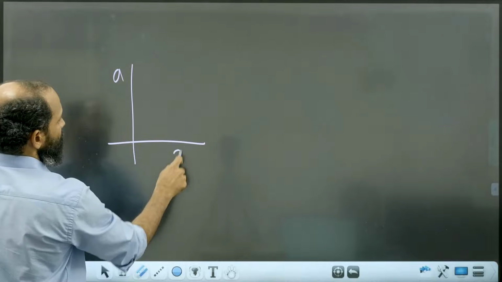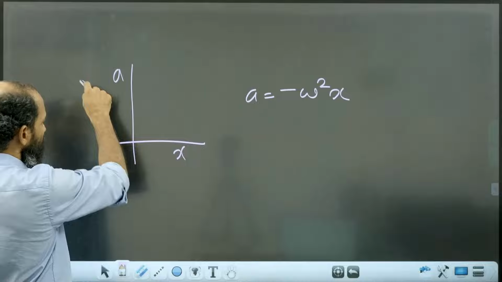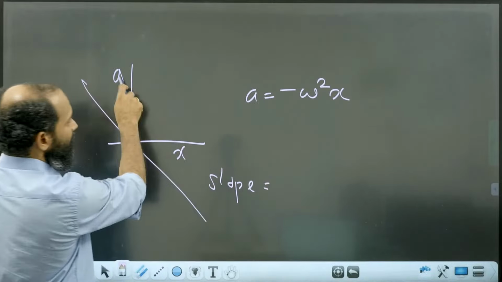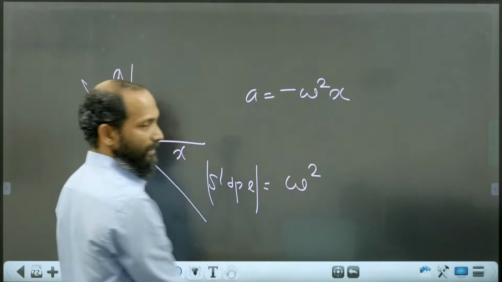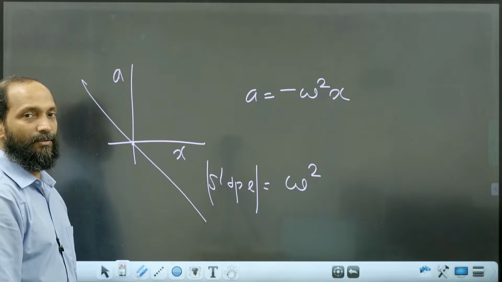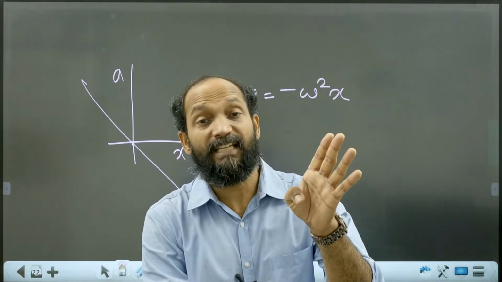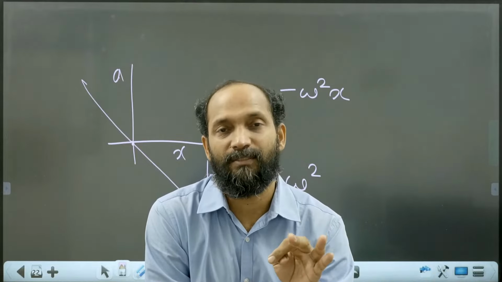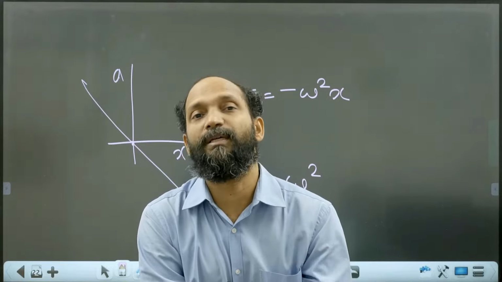But the acceleration-position graph must be carefully drawn. A is equal to minus omega square x. That should be a straight line passing through the origin whose slope is given by A by x. The modulus of the slope A by x is omega square. Like that, if you go for the graph between position x and velocity v, that is elliptical. That was asked last year in mains. If you go for the acceleration and velocity graph, that also will be elliptical.